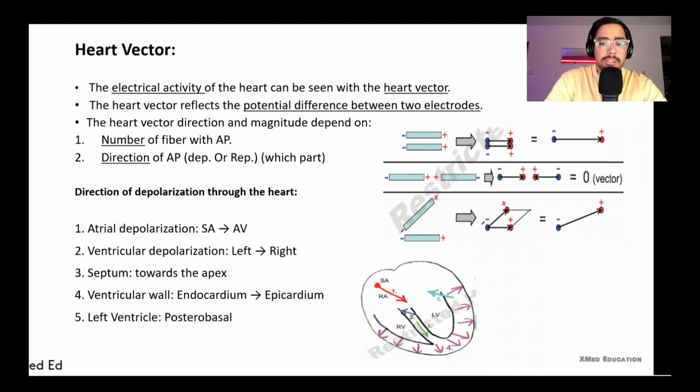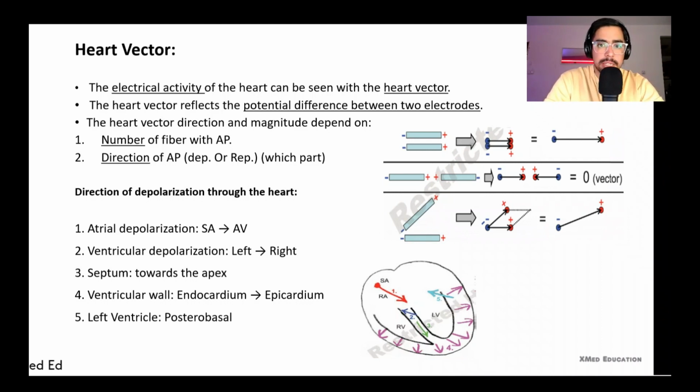Then when they arrive at the wall of the ventricles, they go from the endocardium to the epicardium, which I explained in the previous slide. And in the end, we have left ventricle contraction, where the vector is going to be toward the posterior basal of the heart, from the posterior side of the heart to the base of the heart. Here is the base, here is the apex.